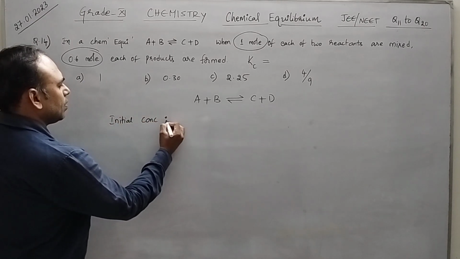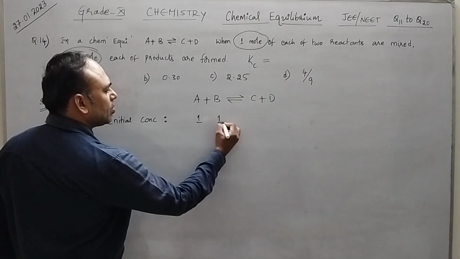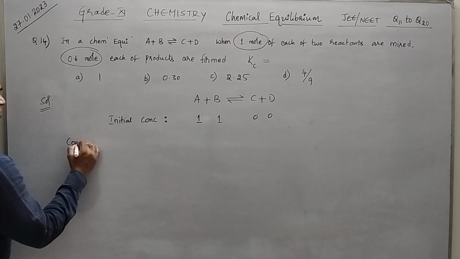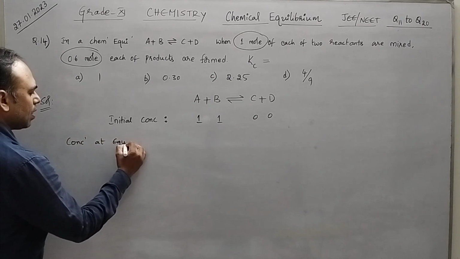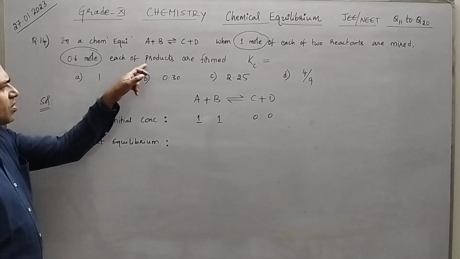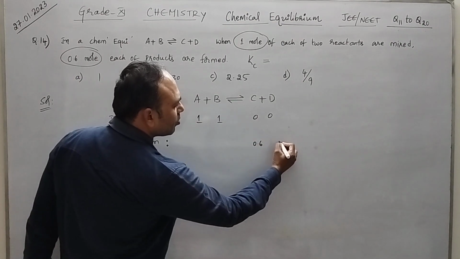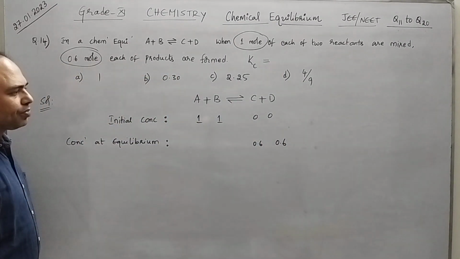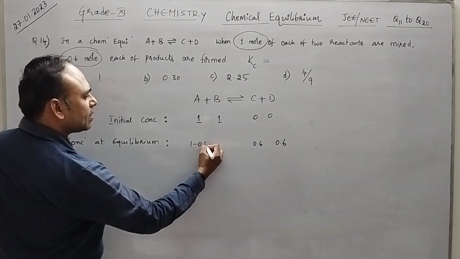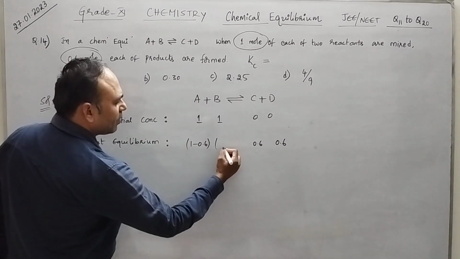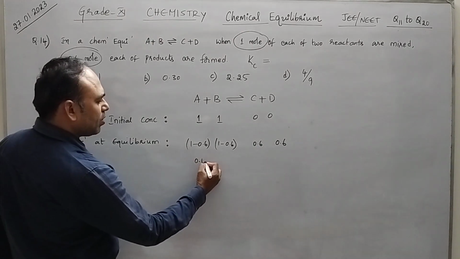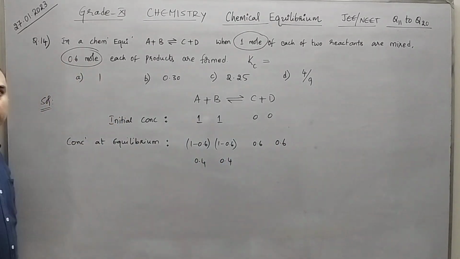Initial concentration. So 1 mole each, and products are not formed, therefore 0. So concentration at equilibrium. They have mentioned here 0.6 mole of products are formed. So let us write like this: 0.6 and 0.6 of D. What will happen to this? You know, if it is x, it is 1 minus x. Therefore you can write 1 minus 0.6, and for B also 1 minus 0.6. So what you get here? 0.4, 0.4 and 0.6 and 0.6.